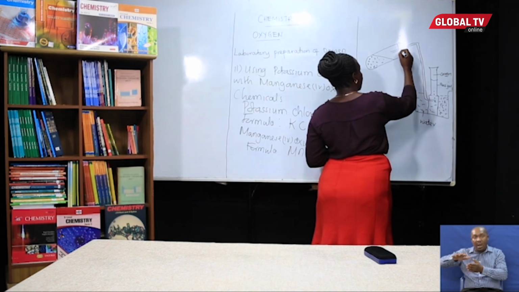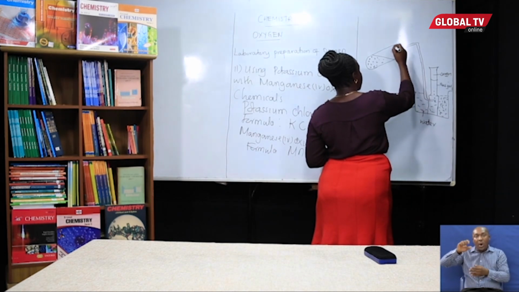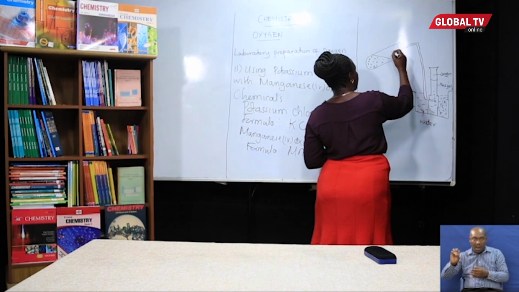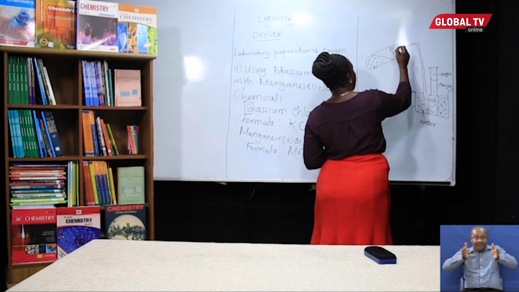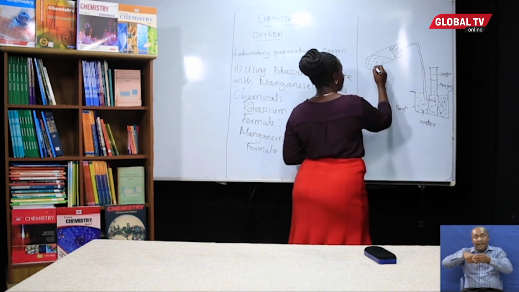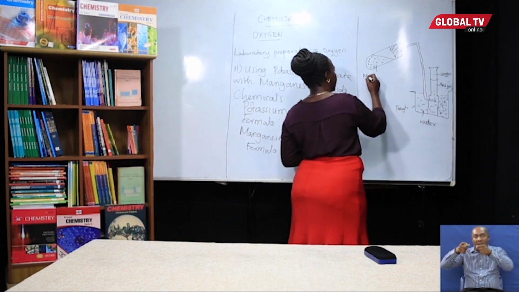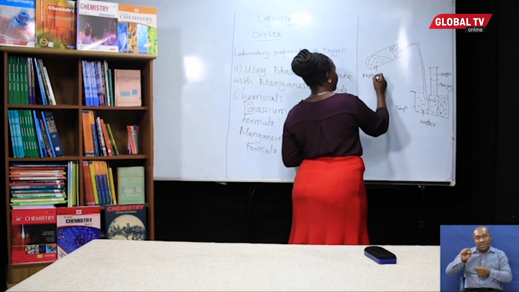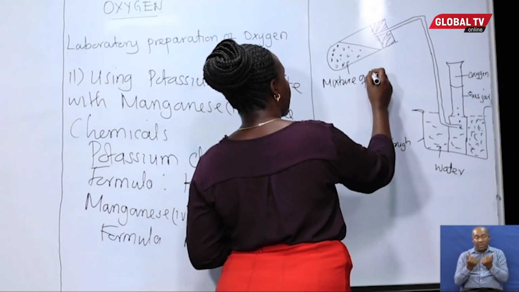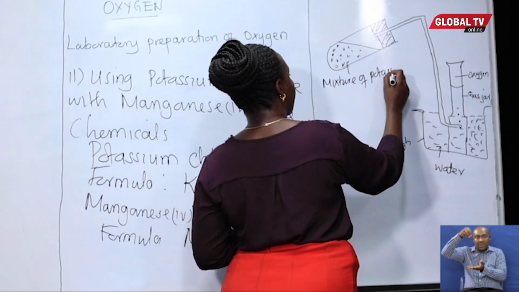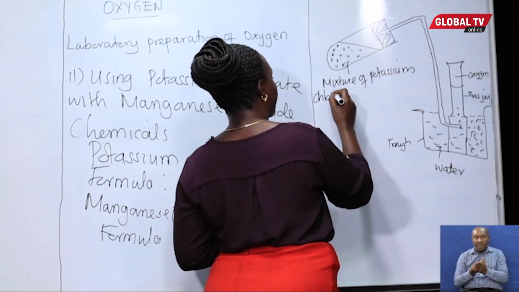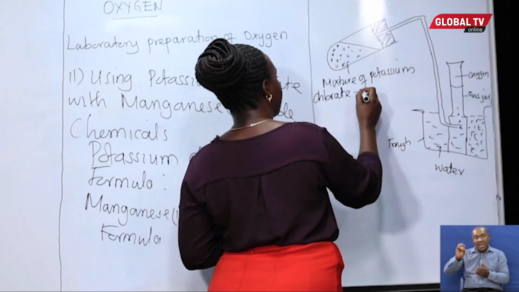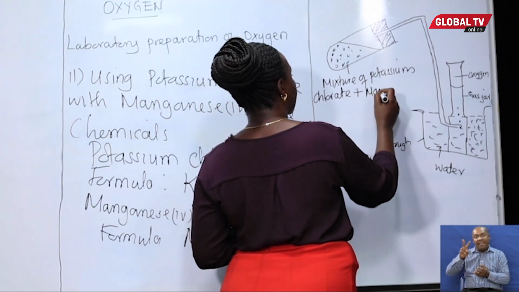Within the boiling tube, we insert a delivery tube. And then this is a mixture of potassium chlorate and manganese 4 oxide. They are mixed together. Potassium chlorate plus manganese 4 oxide.